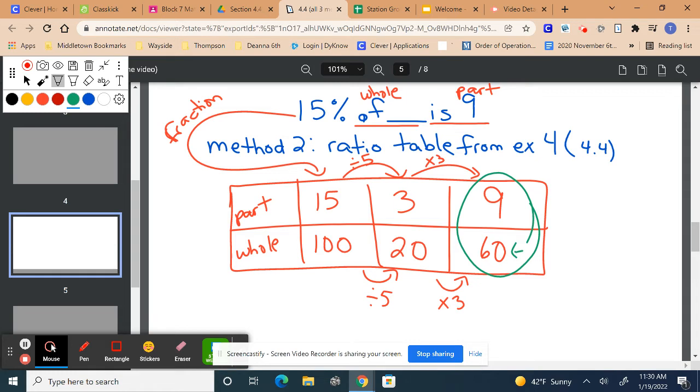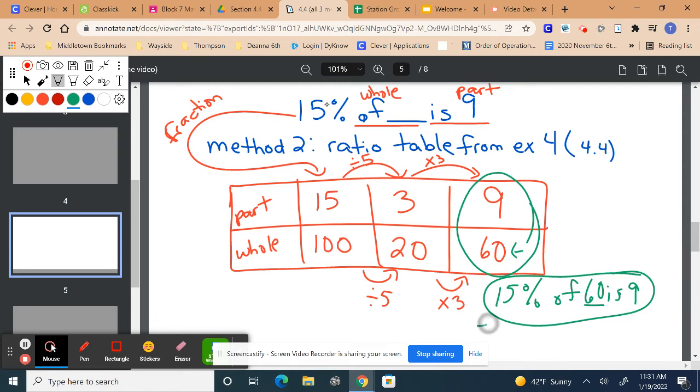And then we're going to look, and this is going to help us. So we're going to say 15% of 9. Nope, sorry. 15% of 60 is 9. And we're going to underline that, and then that's my final answer. Remember, this is all your work. You need to make sure you tell me your final answer at the end.